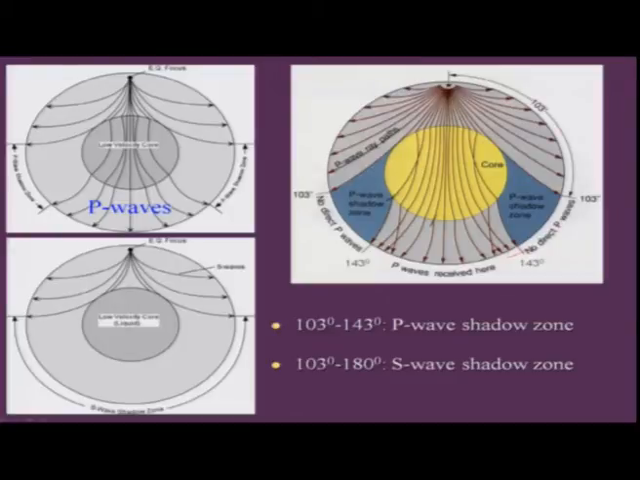Okay, so we are not having any S wave which is coming into this area, whereas some P waves will be seen, which will be getting within this one, but leaving this part as a shadow zone. Between 103 to 143 is the shadow zone for the P waves. Okay, and the S wave shadow zone remains completely from 103 right up to 180.